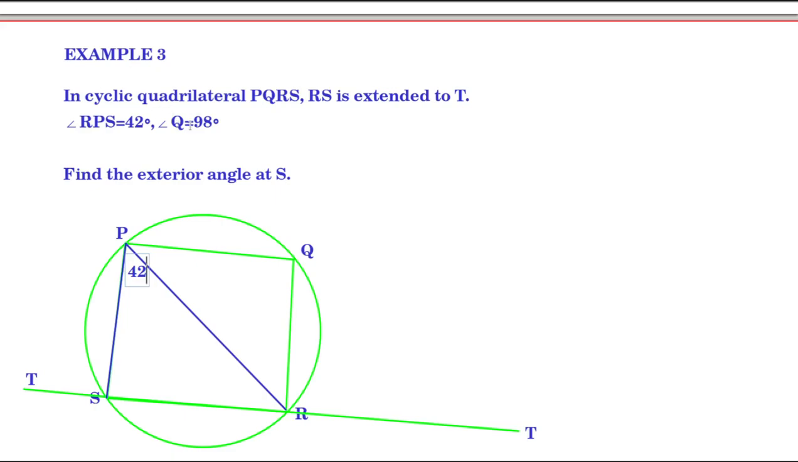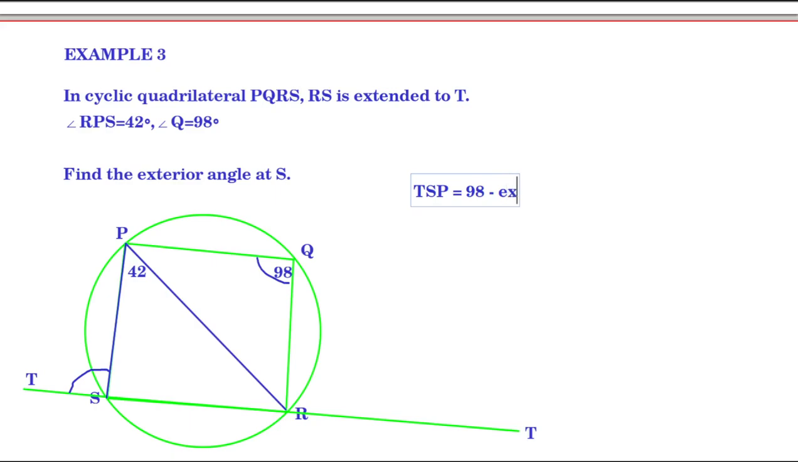and then the angle at Q is actually 98 degrees. Now let's check. Find the exterior angle at S. So we are looking for this angle here. And this is the exterior angle, and it should be equal to the interior opposite angle there. So it's got nothing to do with the 42. It's just redundant. So your exterior angle at S, which is TSP, is equal to 98.